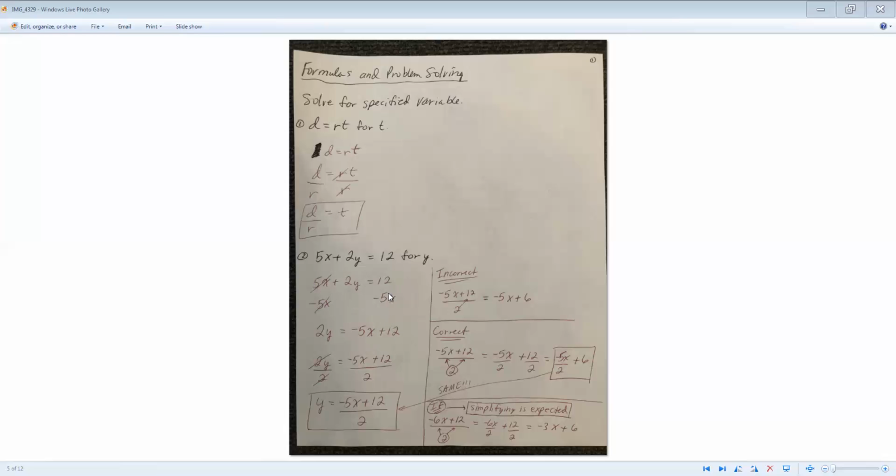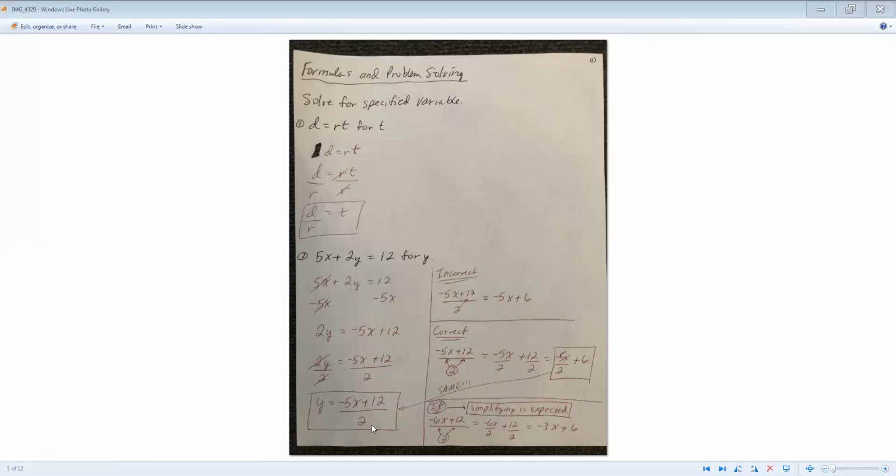We cannot combine those. They are not like terms. So all we have is negative 5x plus 12. Then to get y by itself, finally, I will divide both sides by 2. The 2's cancel on the left, leaving me with just y. And then on the right, negative 5x plus 12 over 2 will be my final expression.